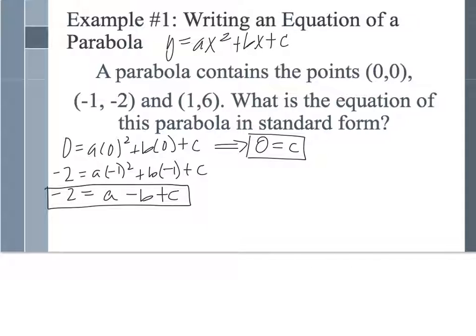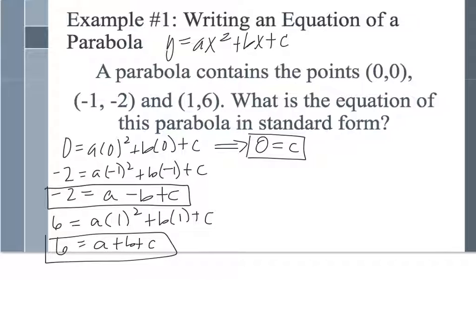And I have that as an equation. And finally I plug in the last one, and I get 6 equal to a times 1 squared plus b times 1 plus c. That will give us 6 is equal to a plus b plus c. So at this point, technically we have two equations, but we happen to know that c is 0, so that's like getting rid of these c's. If I put it in the right order, because this is kind of backwards, I basically have a minus b equal to -2 and a plus b equal to 6.